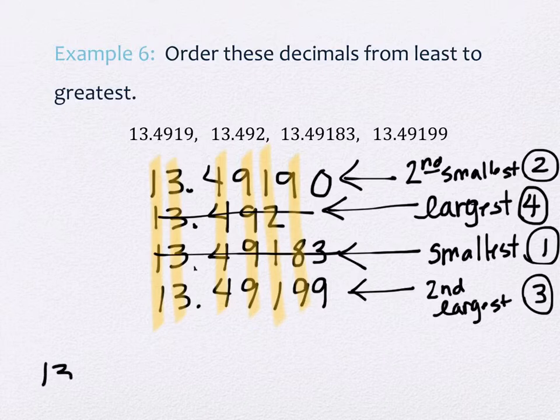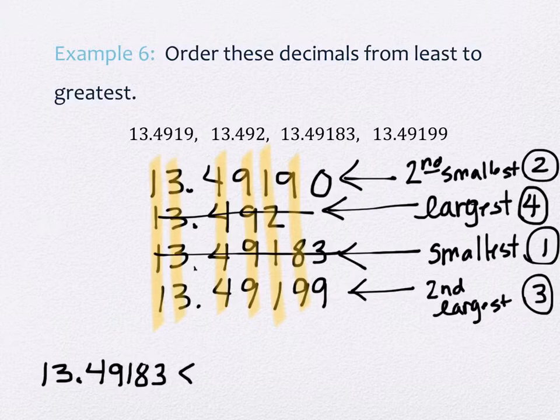So the first number is the number one that I listed, which was 13, and I had a decimal point, and then I had 49183. You can put a comma if you'd want, or you can put a less than sign, because that is the smallest one in order. It doesn't matter to me which one you use. The second one was the 13. It was my second smallest, the first number listed.